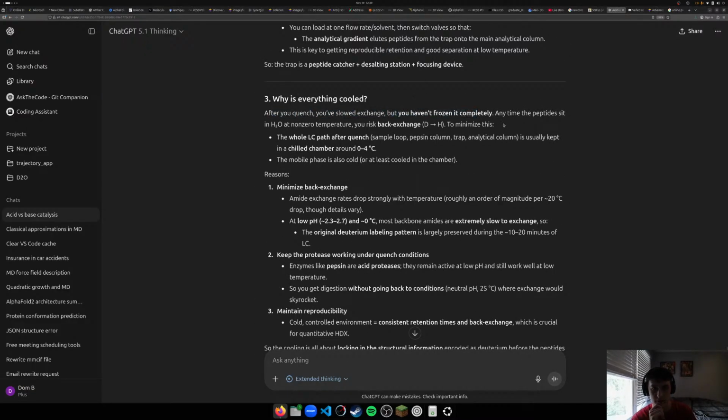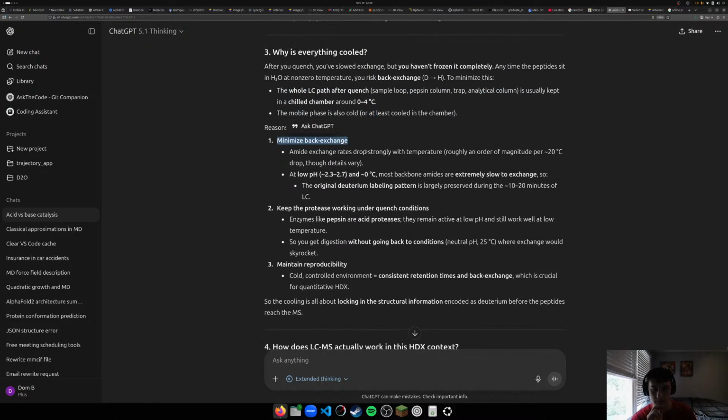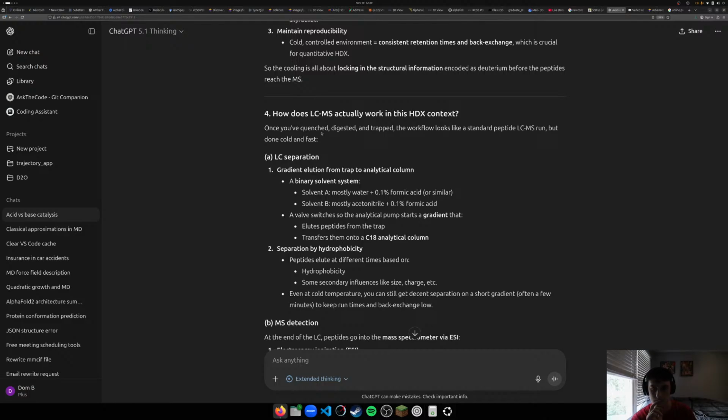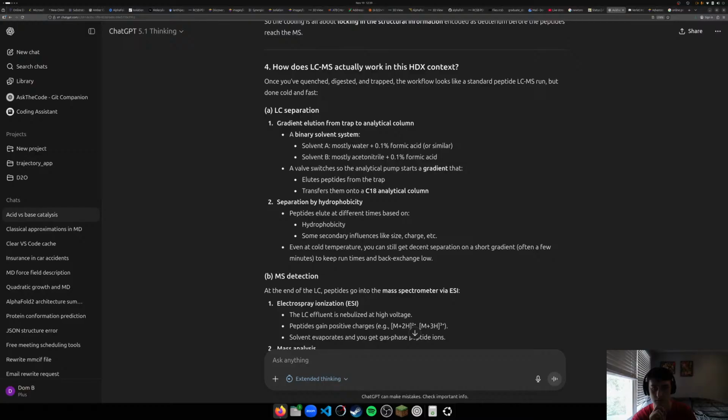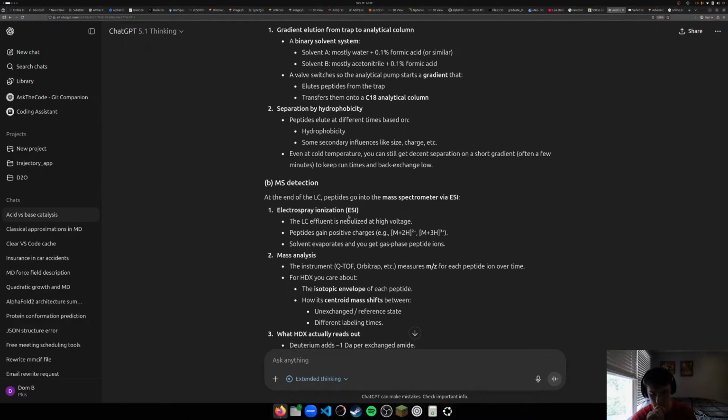After you quench, you've slowed the exchange, but you haven't frozen it completely. At any time the peptides sit in H2O, you risk back exchange. Once you quench, the solvent is mostly water, formic acid, acetonitrile. Okay, I think I'm getting it.